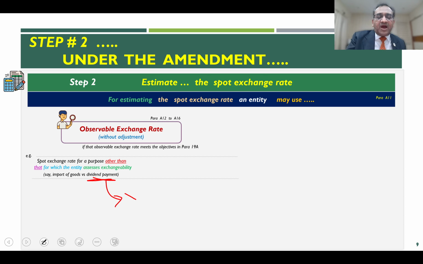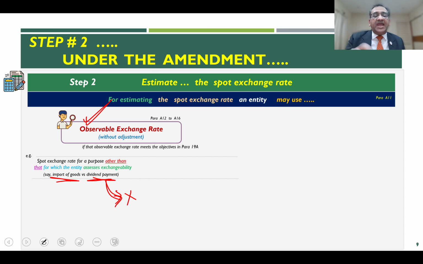Now we have seen in the earlier videos that sometimes, because of exchange control requirements, you cannot get foreign currency for the dividend payment. And we have said that the exchangeability in step 1 has to be in accordance with the purpose for which the currency is required. But when you are using this approach, there is a flexibility that even if you are trying to estimate the spot exchange rate for this dividend payout, you may use the rate for import of goods, if there is an exchange rate available for import of goods.